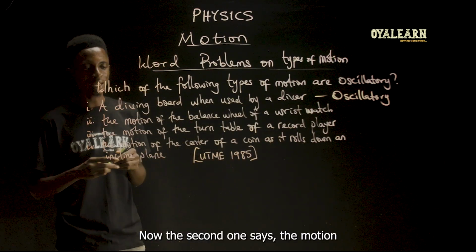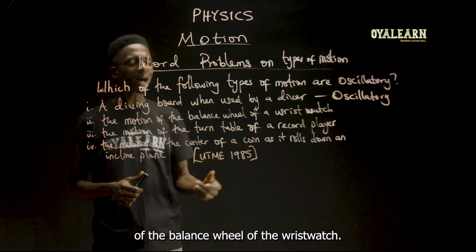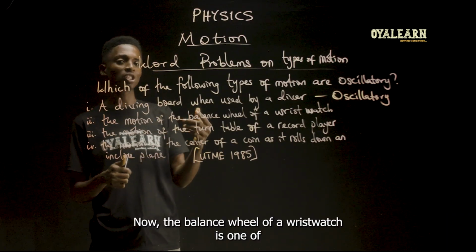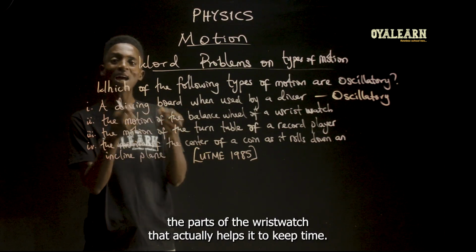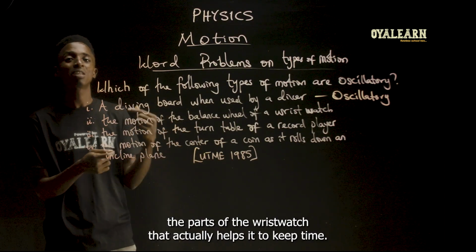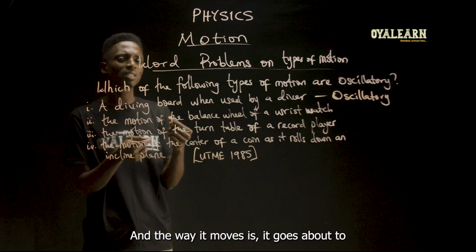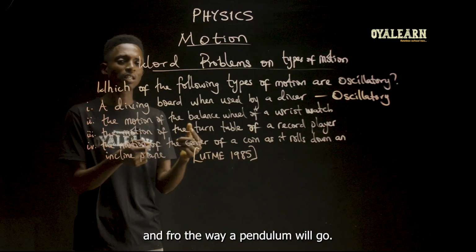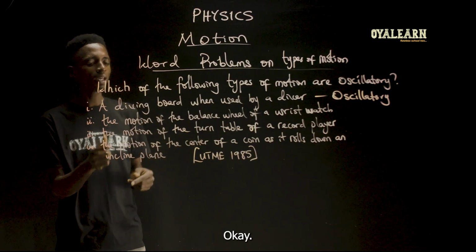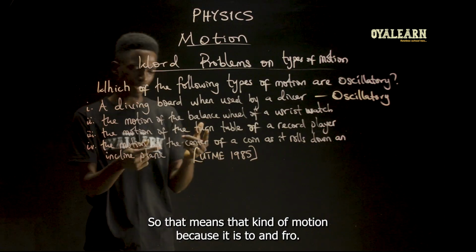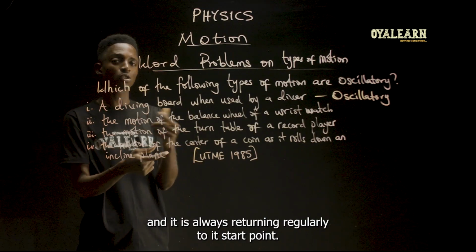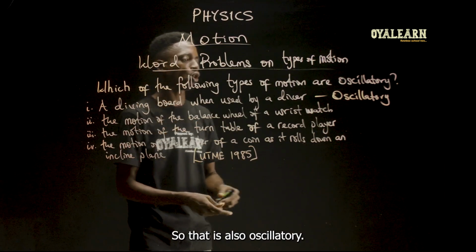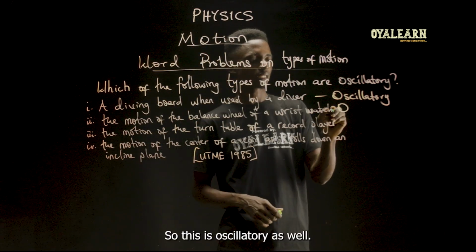The second one says the motion of the balance wheel of a wristwatch. The balance wheel is one of the parts of a wristwatch that helps it keep time, and the way it moves is to and fro, the way a pendulum would go. Because it is to and fro and always returning regularly to its start point, that is also oscillatory. So this is oscillatory as well.